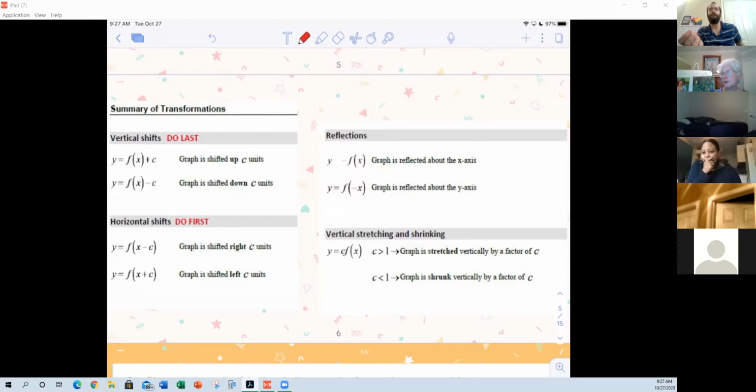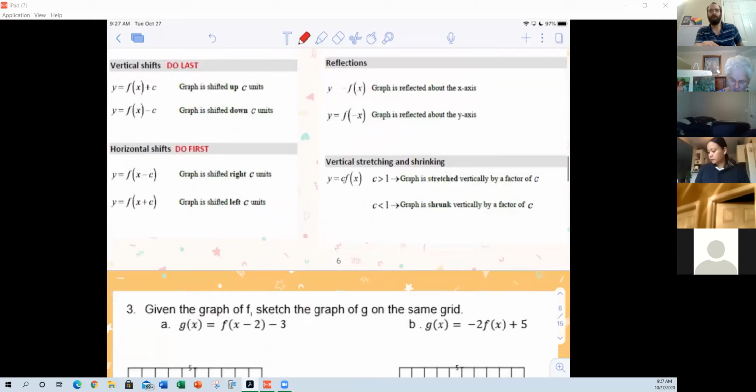And we'll post all of this. I'll put all of this in Blackboard. And also, like I said, you already have this in your notes. The main thing is vertical shifts last, horizontal shifts, do those first.